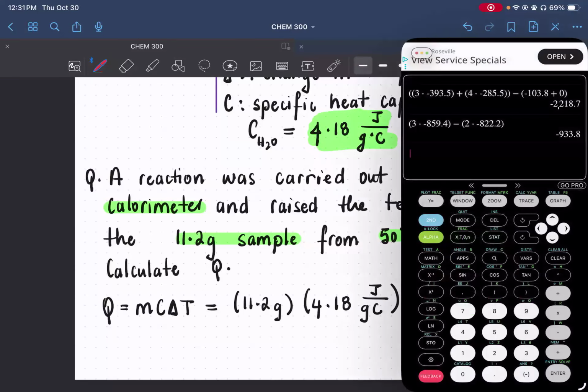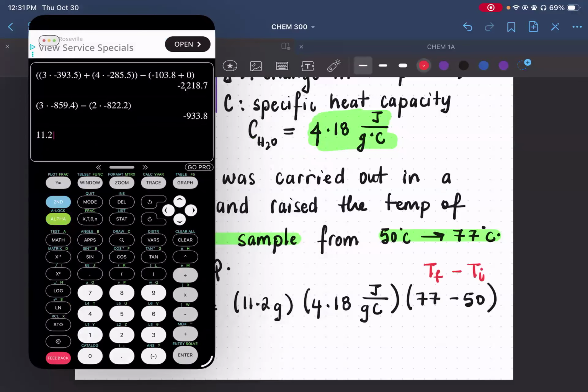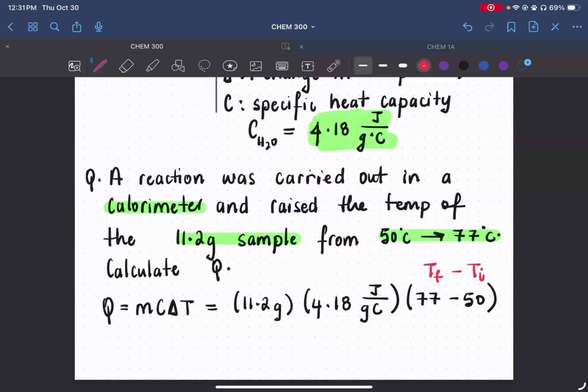We're going to plug this into our calculator: 11.2 times 4.18 times 77 minus 50. Looks like we have a really big number here. This is equal to 1,264.03 joules.